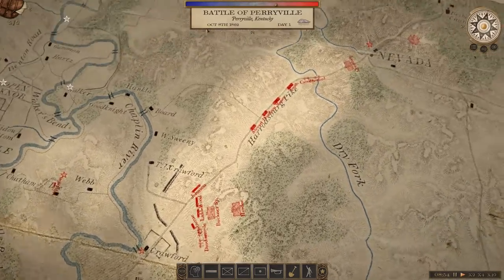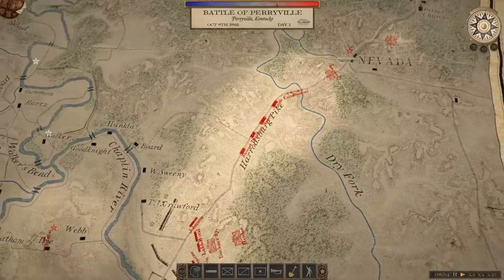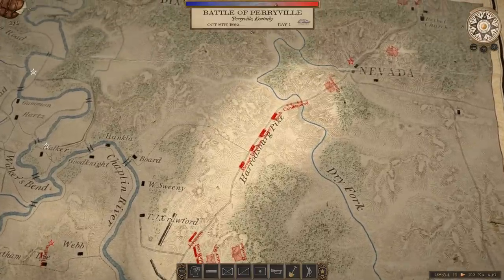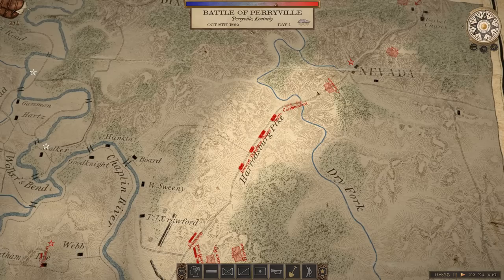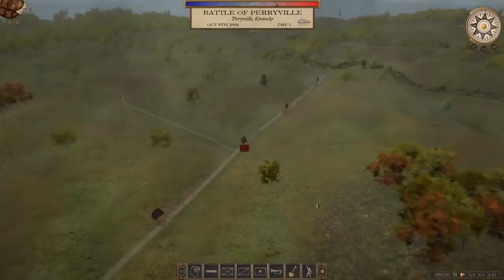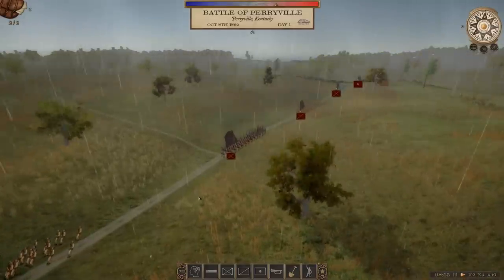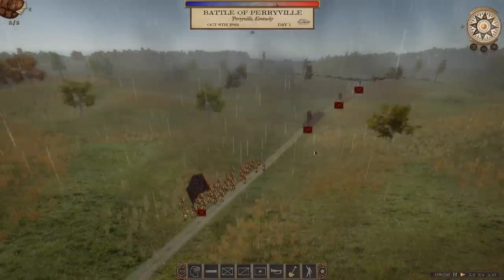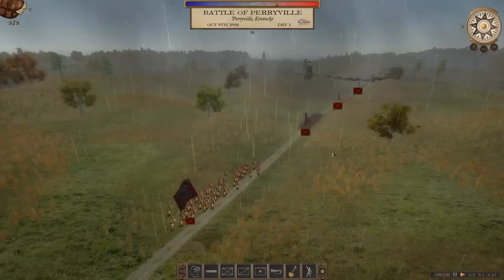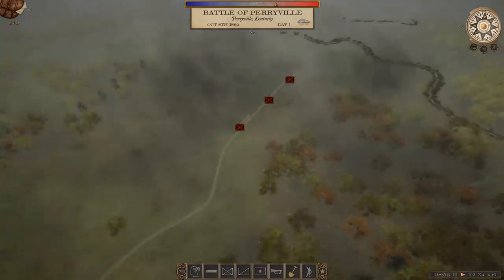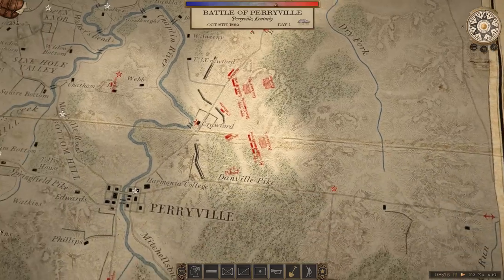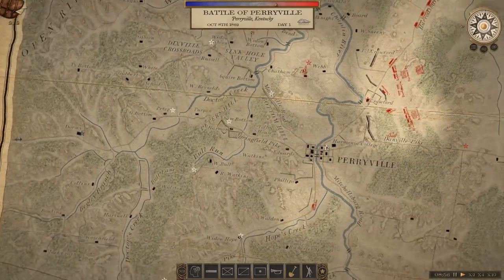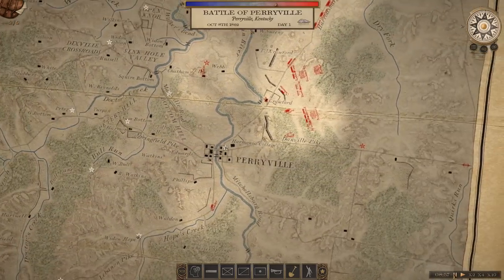Okay, almost an hour has passed, and it has taken quite a long time for Cheatham's division to march on the road to link up with the left wing, but in this weather it's quite understandable. And I think it's time for us to start thinking about the battle plan. So let's pause the game.